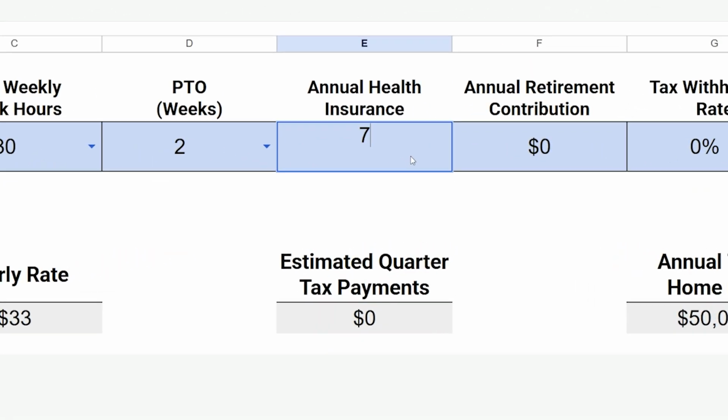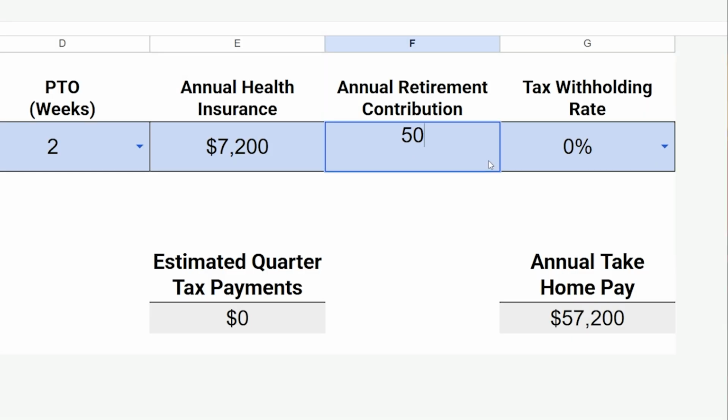As a freelancer, you're also responsible for your own health, dental, and vision insurance. This is a significant expense that you will need to cover in your rate if you do not have this already covered. To do this, you will need to calculate your annual health insurance costs and add that number into your sheet. Let's say your annual health insurance costs are $7,200. We'll add that in here.